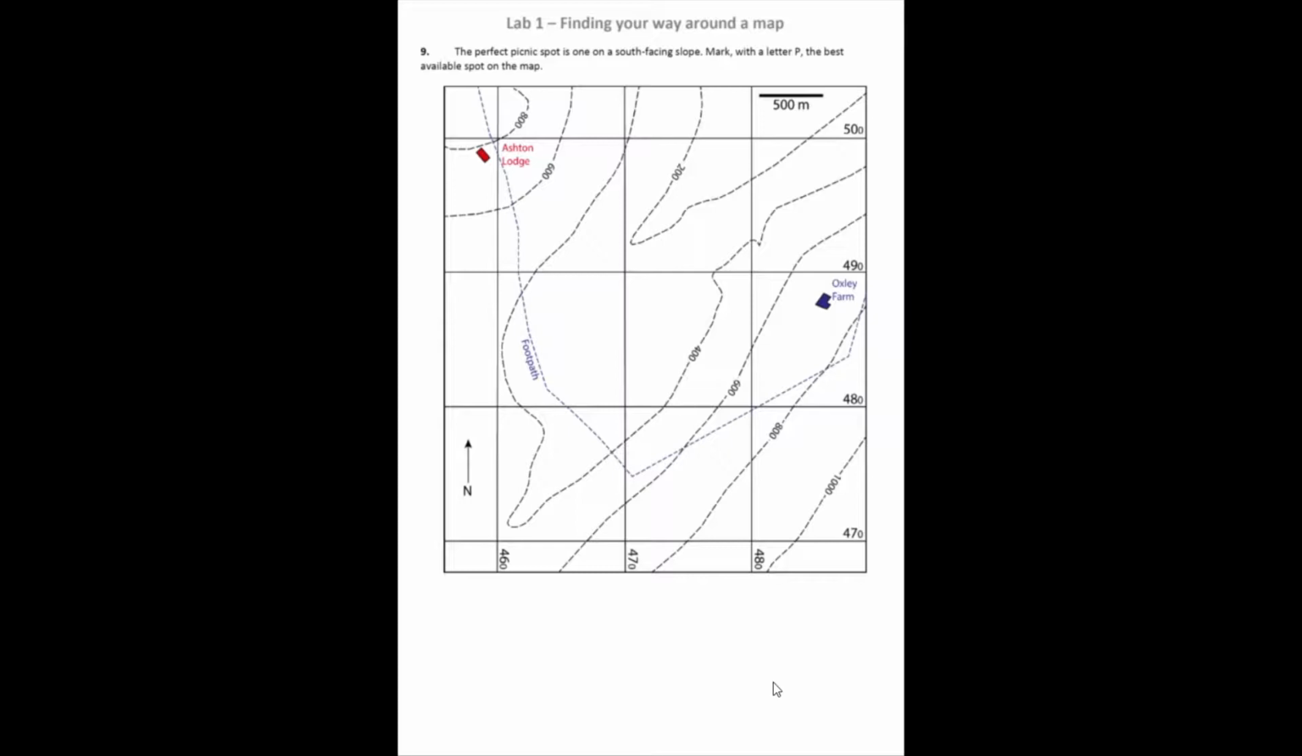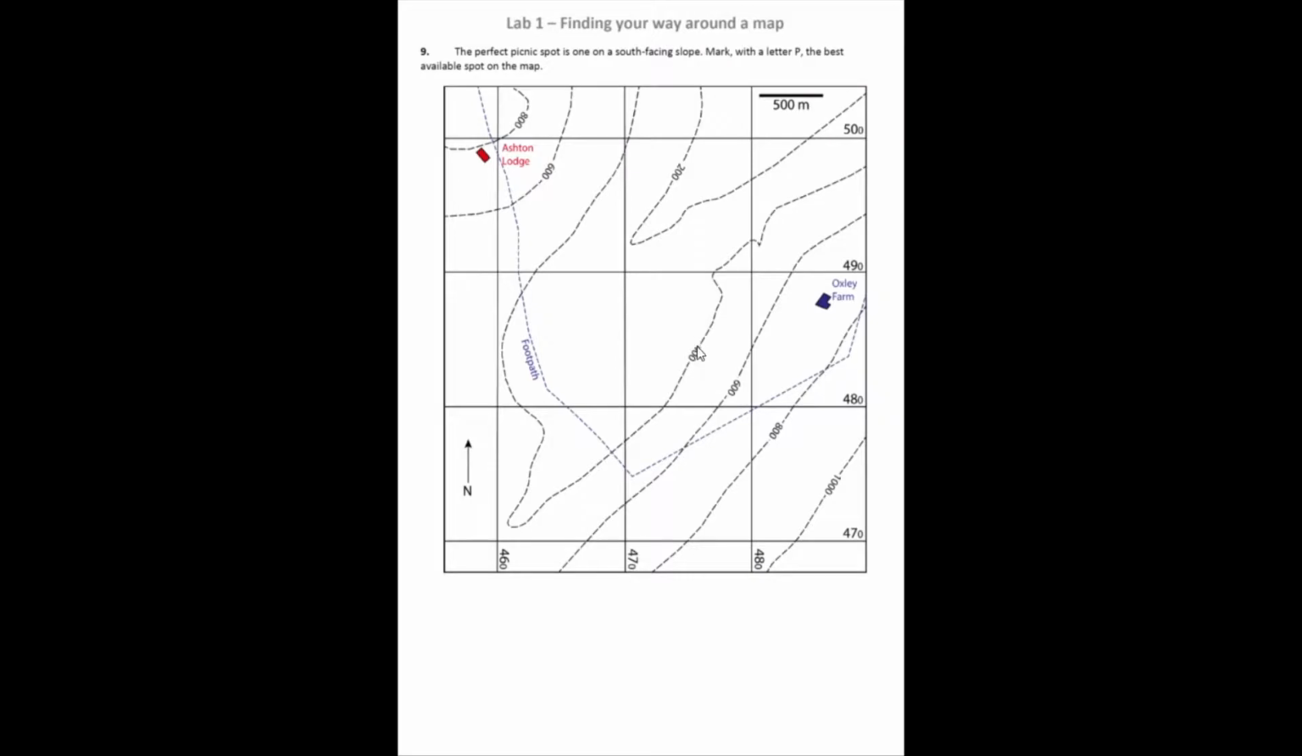Next question is stating that the perfect picnic spot is one on a south facing slope. Mark with a letter P the best available spot on the map. So these black dashed lines are showing you the ground contour, so they're joining points of equal height above sea level everywhere in this map area. So everywhere along this line, for example, is at 1000 meters, and everywhere along this line is at 600 meters. So obviously there's a gradient. You start off high over here and you start going downhill in this direction. You're losing height. So this particular part of the slope is sloping towards the northwest.